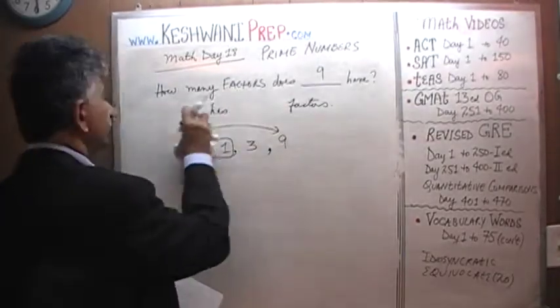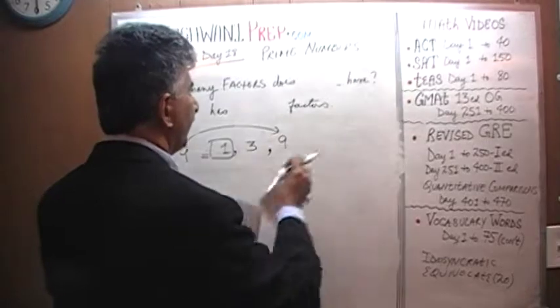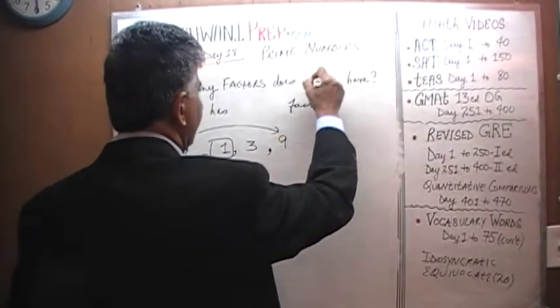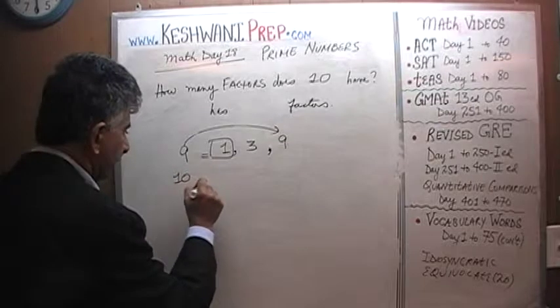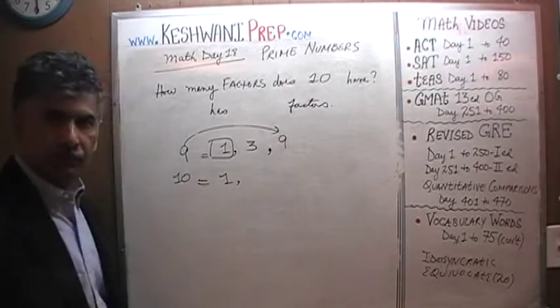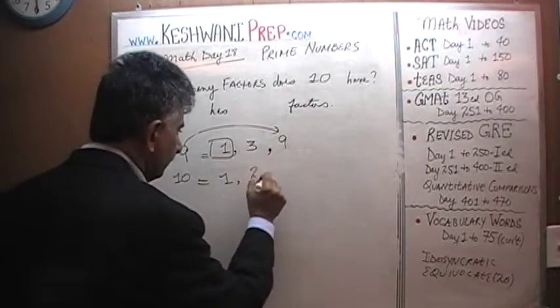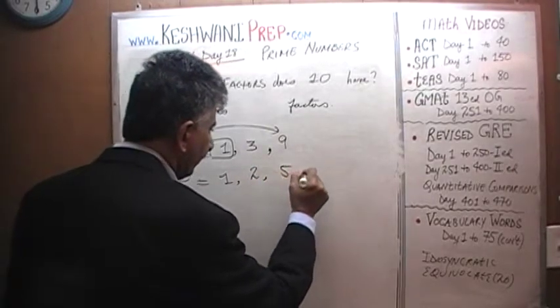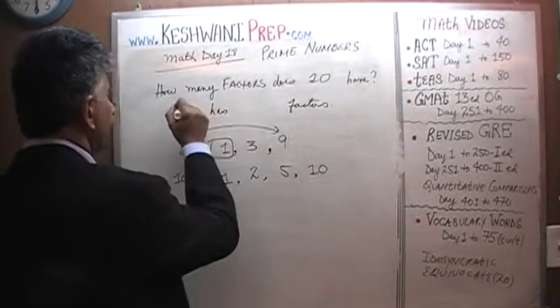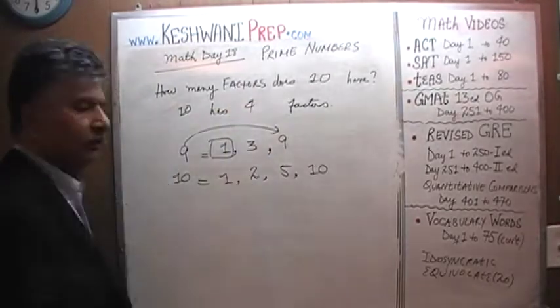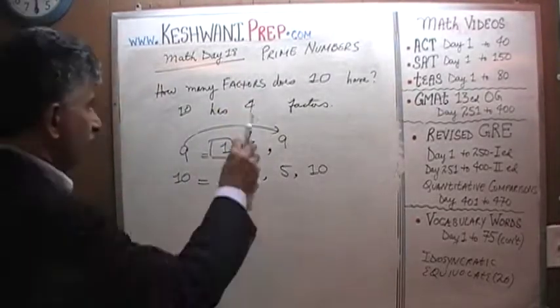Let's do one more. How many factors does 10 have? 10 can be divided by 1, of course. 10 can be evenly divided by 2, 10 can be evenly divided by 5, 10 can be evenly divided by the number 10 itself. 10 has 4 factors.